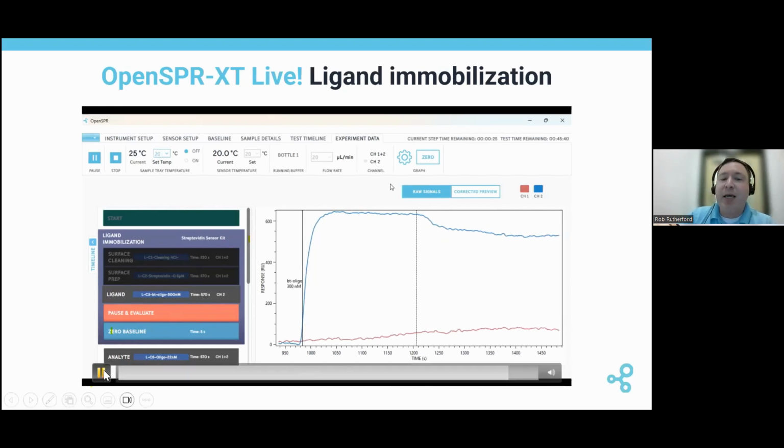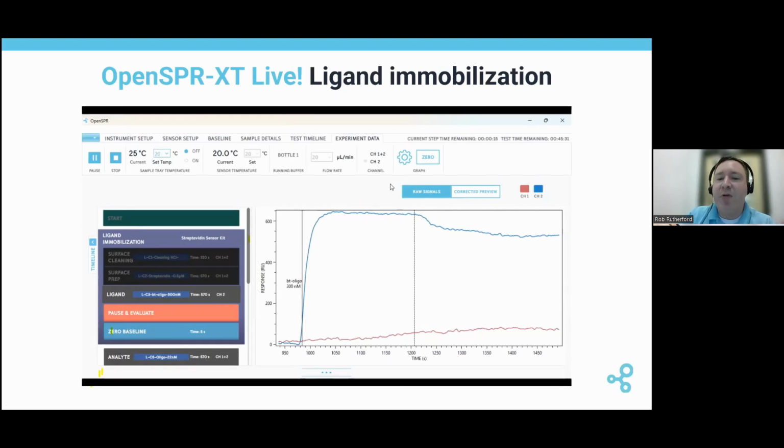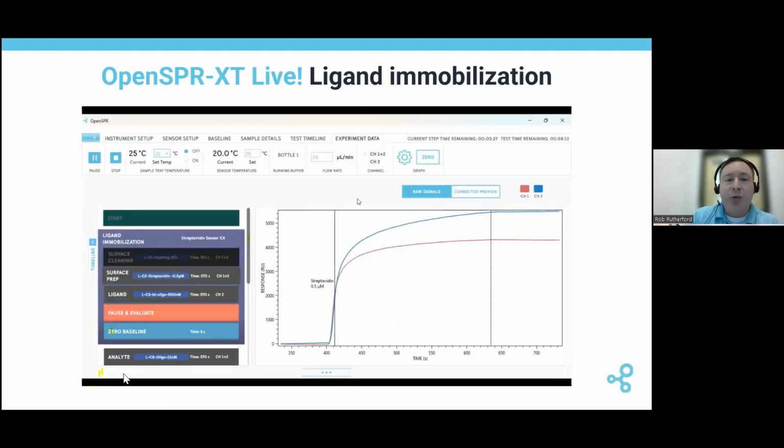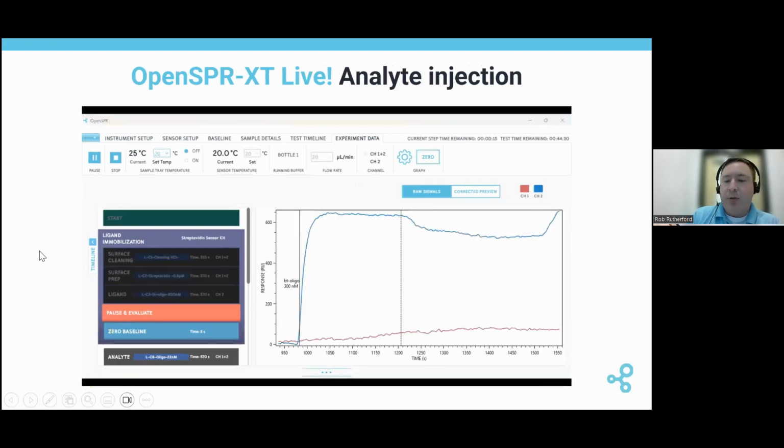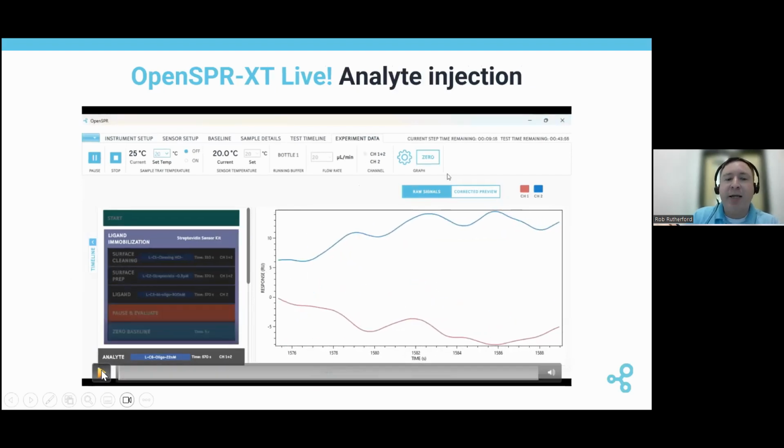But in this case, we were using a demo test that we have optimized within our lab here. So we know that it's going to be pretty stable at about 575 RU. So the next thing, we've immobilized our ligand. Our next step is to go on to the actual analyte injection itself.